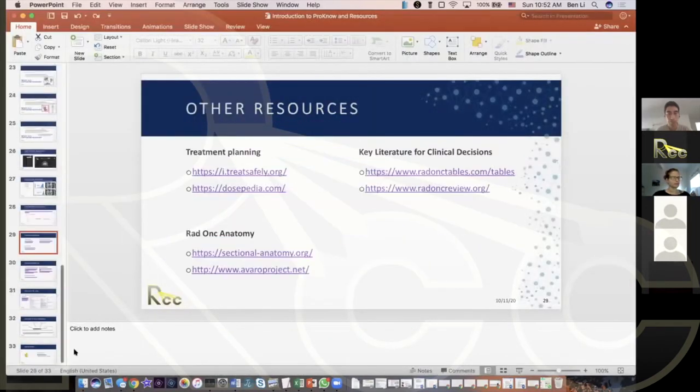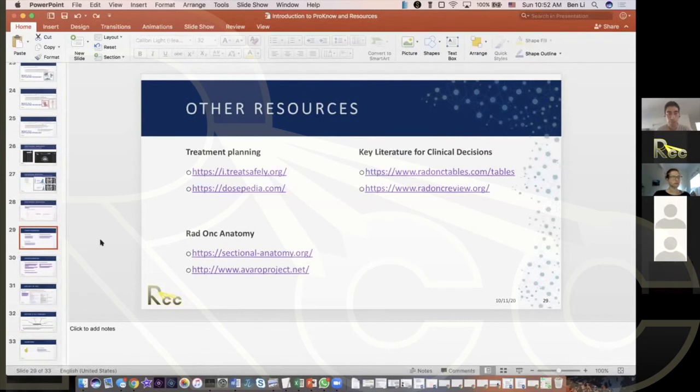Here are just some other resources. There's itreatsafely.org, which has a library of different physics planning videos, simulation setup videos, and a lot of diverse things which you might not be able to find on YouTube right now. You can find them on iTreatSafely. Dosepedia.com is also a really nice website that has some great articles and some videos.